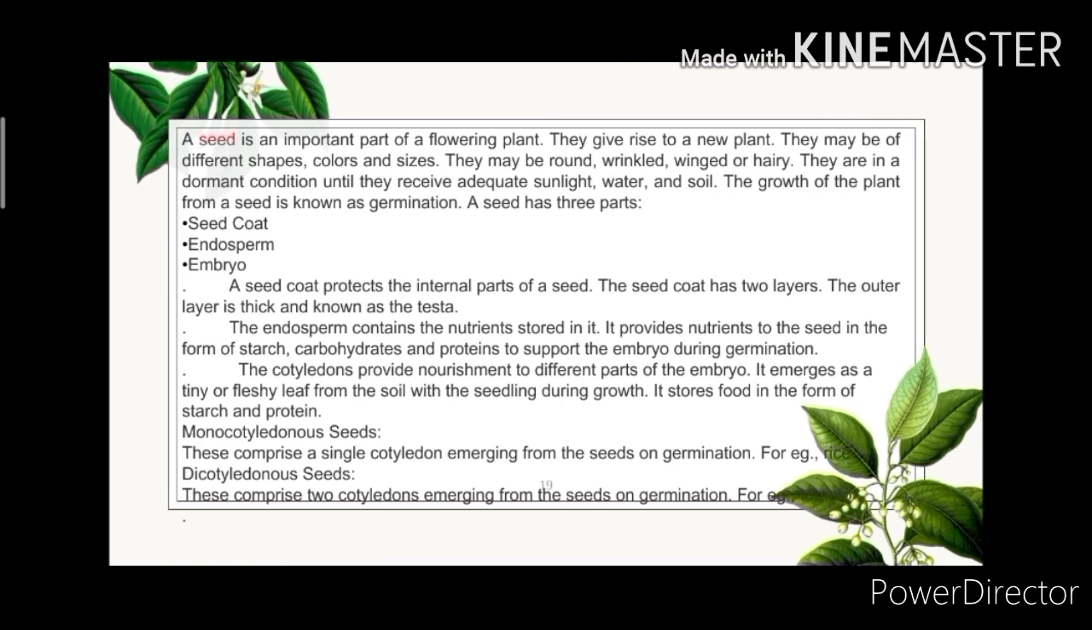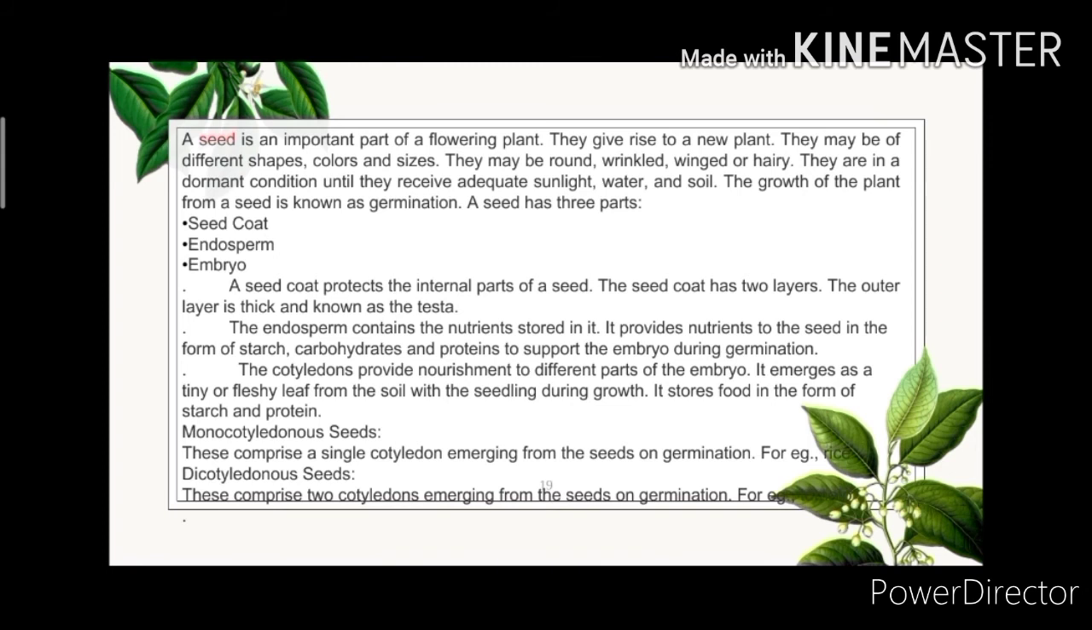It is very important to know what a seed consists of. A seed has three parts. First is seed coat, second is endosperm, and third is embryo. A seed coat protects the internal part of a seed. The seed coat has two layers. The outer layer is thick and is generally known as testa.